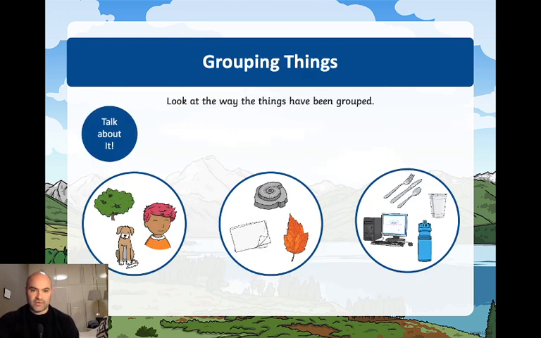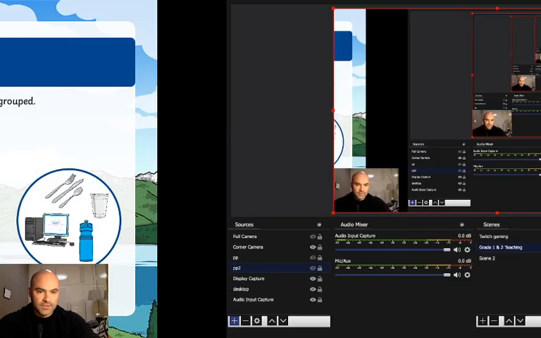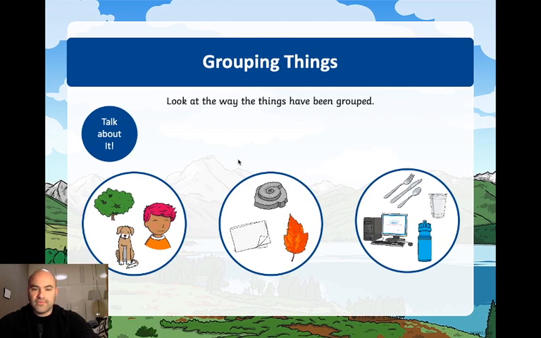These are the 3 categories. So look at the way the things have been grouped, and can you guys tell me which one is the living thing? Which group is the living stuff? Which group is the non-living stuff that has never, ever, ever lived? Never. And what stuff used to live? Just one second, actually. I'm going to do this. Okay.